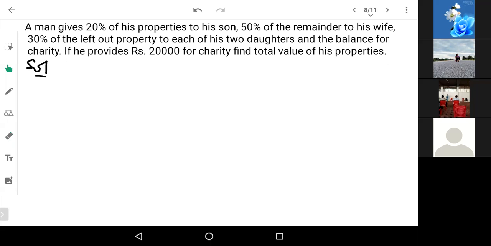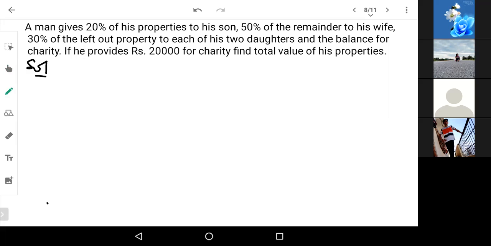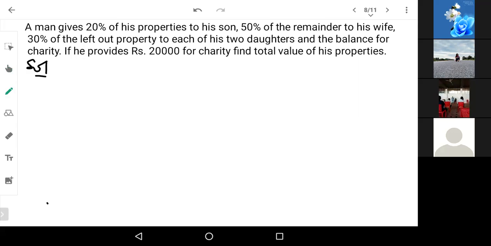Okay. Now, coming to the solution, we started with total value of his property and then we came until the daughter's property share, right? Let us resolve it again from first. So firstly, we will be considering the total value of the property to be 100. Since it's a percentage, always starting with 100 and then calculating the percentage would be the better way to do it.